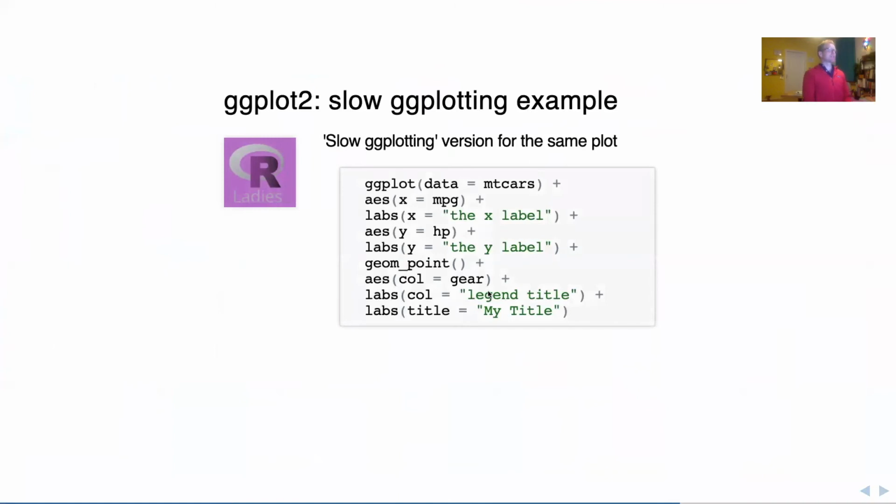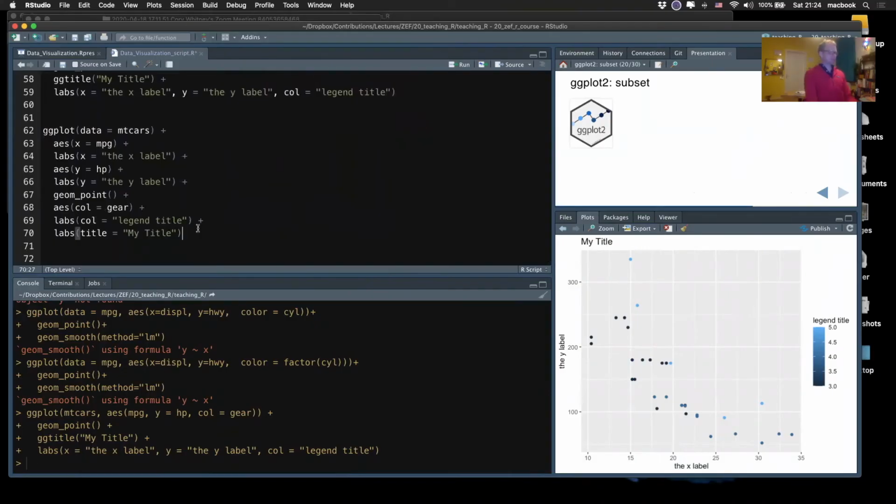But a slow version of the same plot would put each of the arguments on their own line. So you would say ggplot, data equals cars, aes x equals mpg, and then add the X label, and then y, and then add the Y label, one line at a time. And this, of course, results in the same plot.